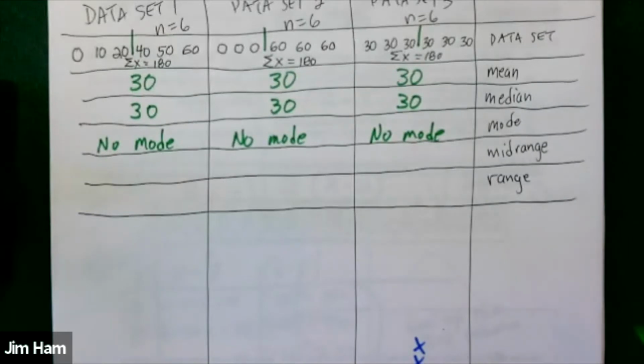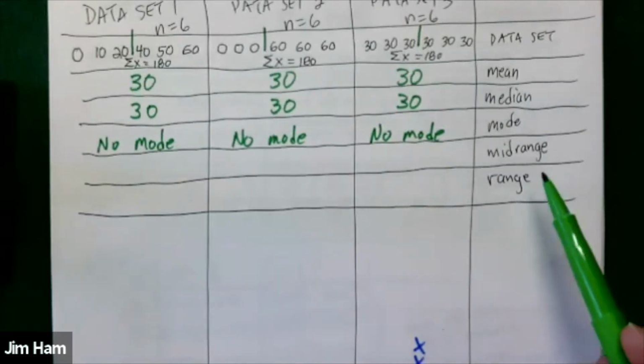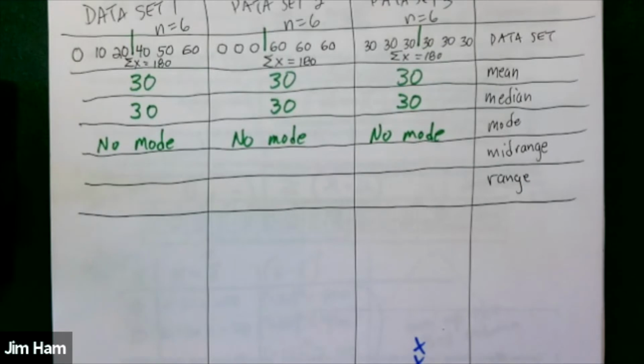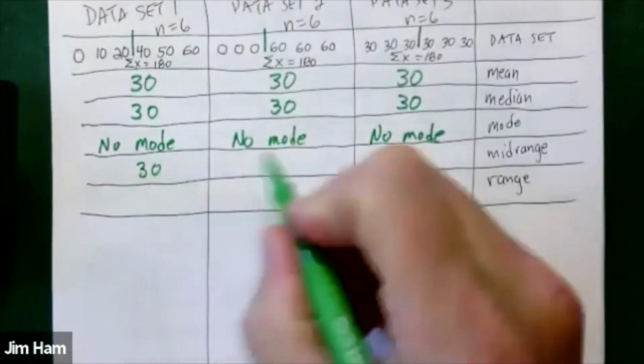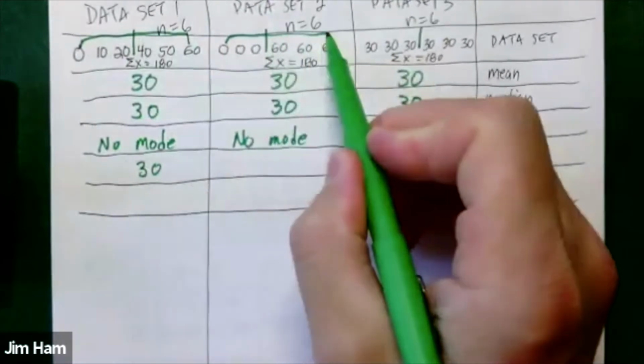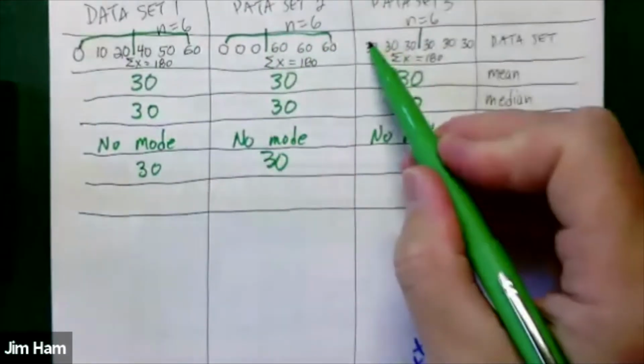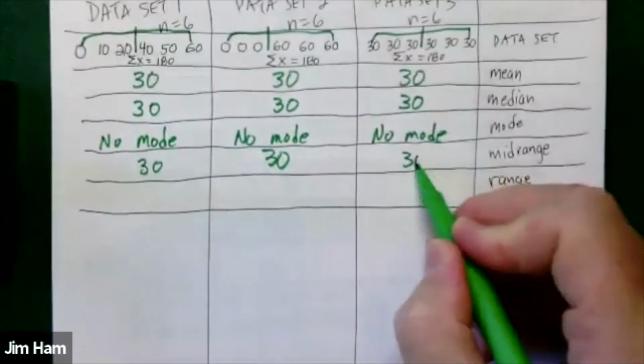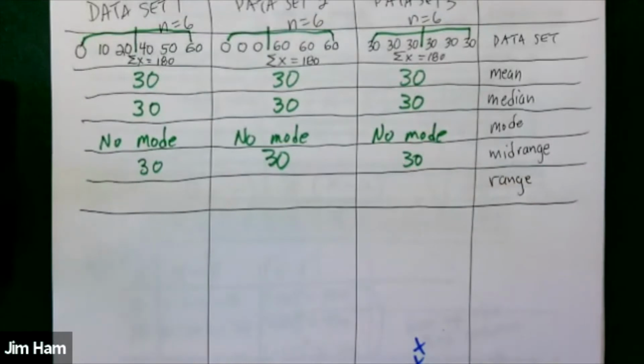Now, the mid-range, go ahead and write down what you think the mid-range is in each case. Remember, that's the midpoint between the max and the min. If you had the max and the min, what's in the middle? Okay, very good. Halfway between 0 and 60, halfway between 0 and 60, halfway between 30 and 30. The only number that would fit between 30 and 30 is 30.